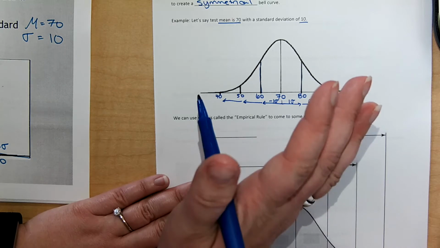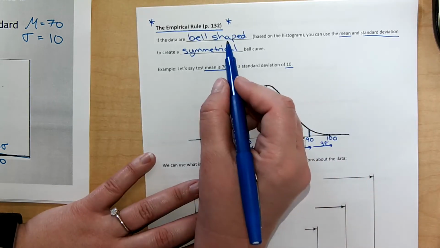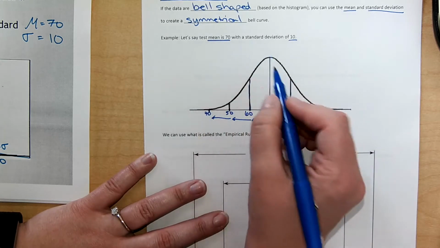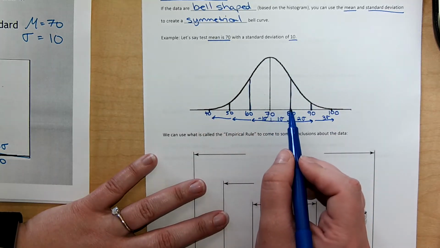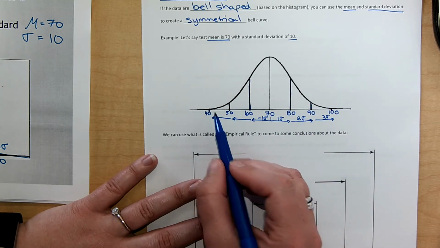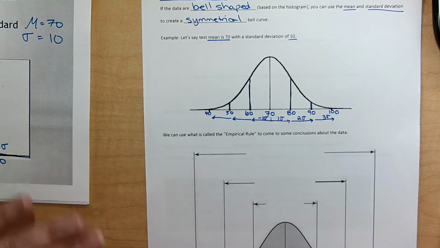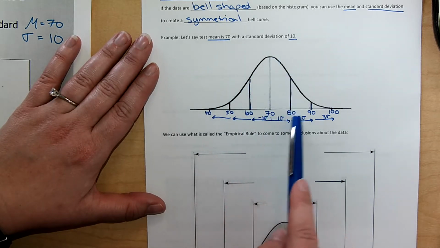So the structure is the same no matter what kind of data you have. If it says bell-shaped, whatever the mean is, you put it in the middle, and whatever the standard deviation is, you count up 1, 2, 3, and back 1, 2, 3. And that fills out what we call the bell curve. Each one of those values is at that mark. It's at the mark on the curve.